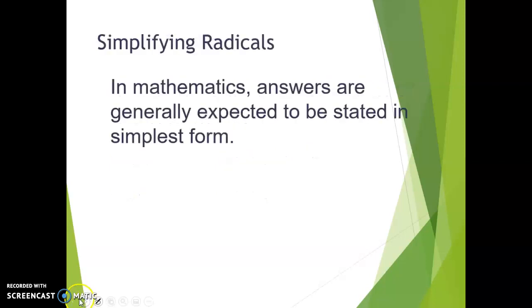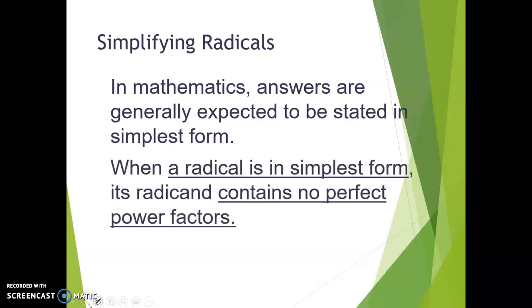When simplifying radicals, the reason we do it is because in mathematics, answers are generally expected to be stated in the simplest form. If possible, we want to get rid of parentheses. We want to get rid of grouping symbols. We don't want any exponents. And in the case of radicals, we want to use prime factorization to simplify our radicals so that they're in simplest form. When a radical is in simplest form, its radicand contains no perfect power factors.